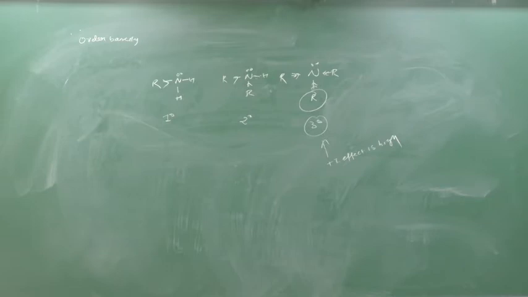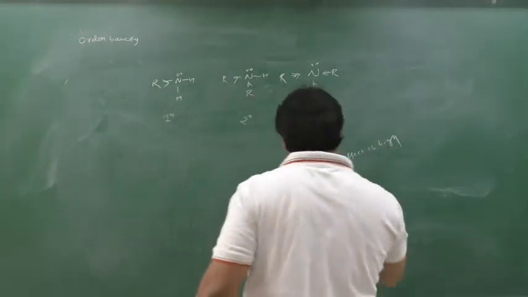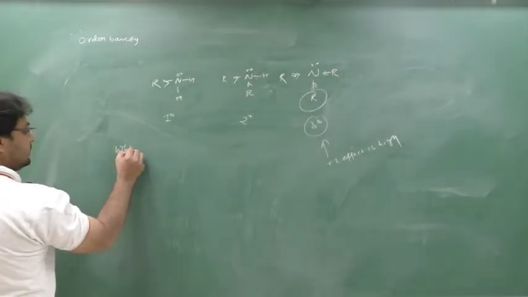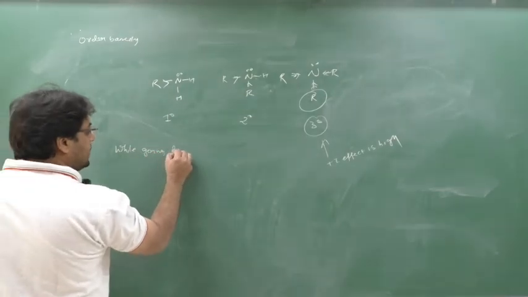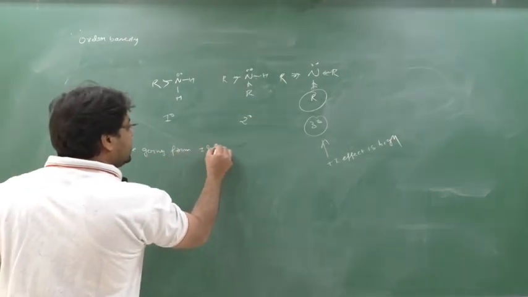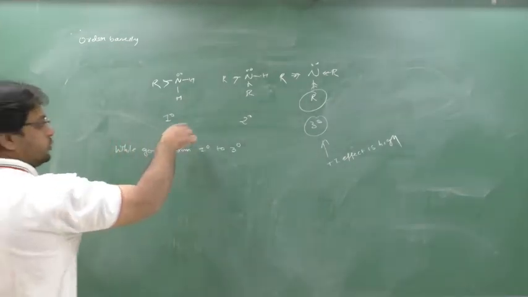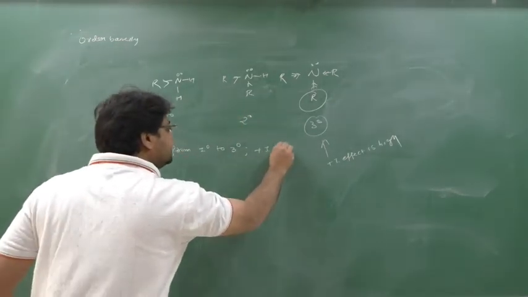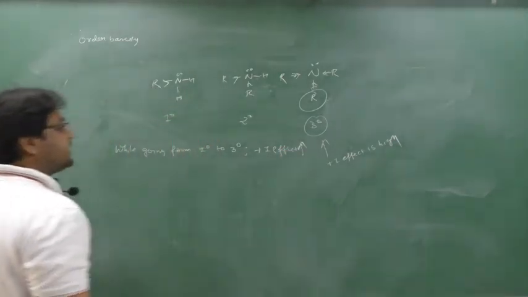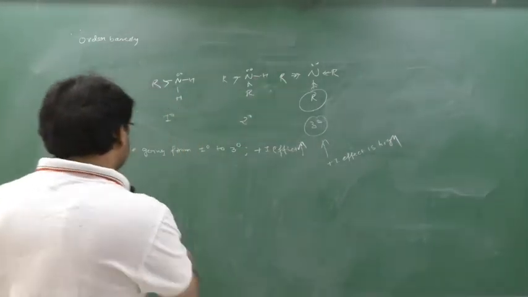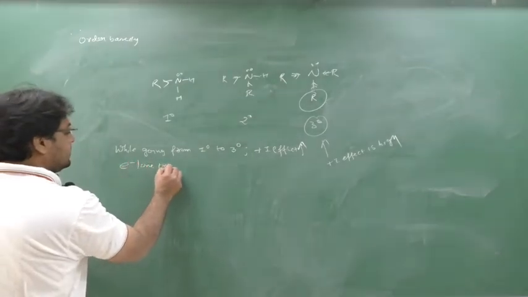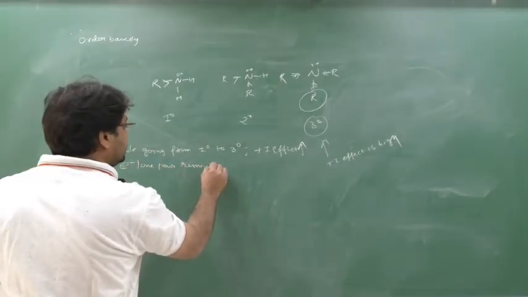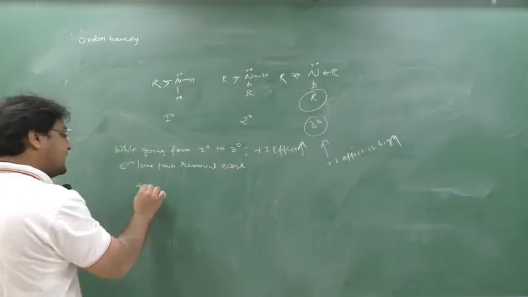Are you understanding or not? Clear? So as the plus I effect increases, the basic characteristic increases. So while going from 1 degree to 3 degree, the plus I effect increases. Beta, why does the plus I effect increase? Because the number of R increases. Hence, electron lone pair removal becomes easy. Removal is easy, right? So the plus I effect increases.